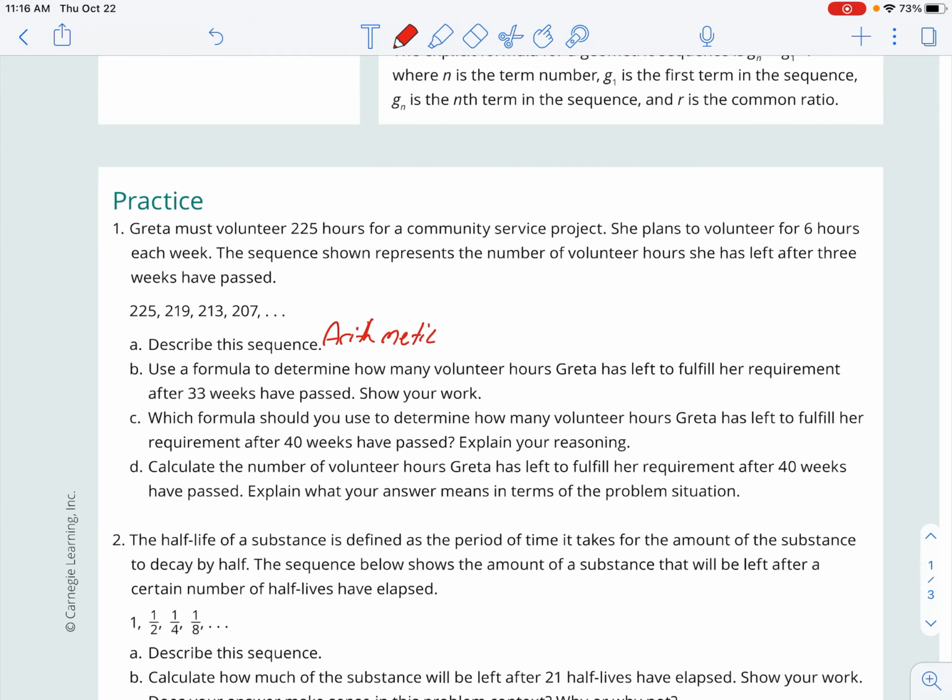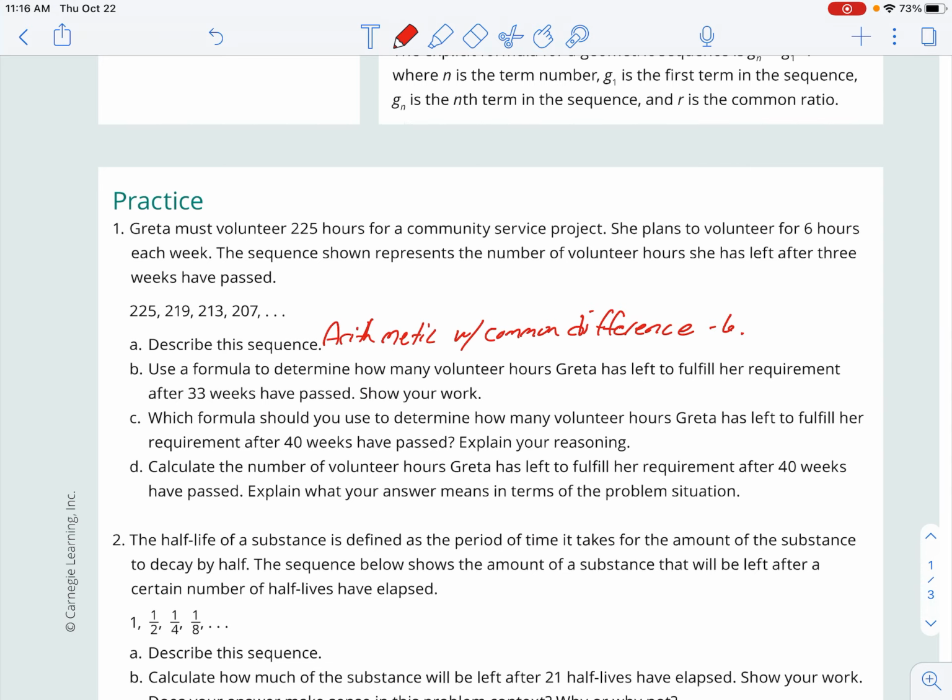Okay. And then tell me what's happening. It's arithmetic with a common difference. So how is it decreasing? Of -6. Okay. Use a formula to determine how many volunteer hours Greta has left to fulfill her requirement after 33 weeks have passed and show your work.